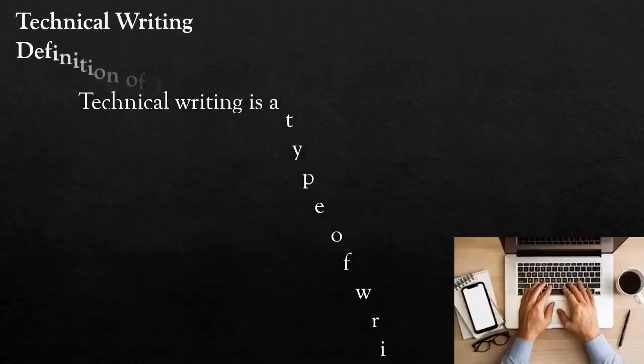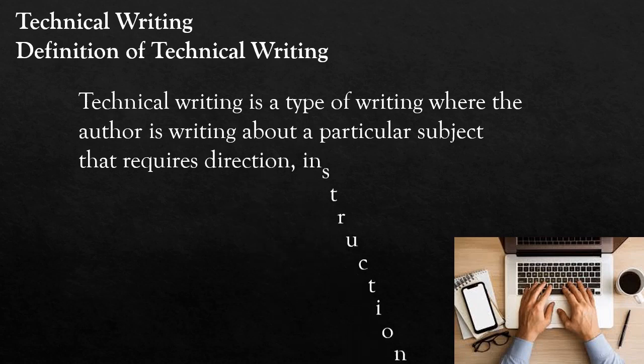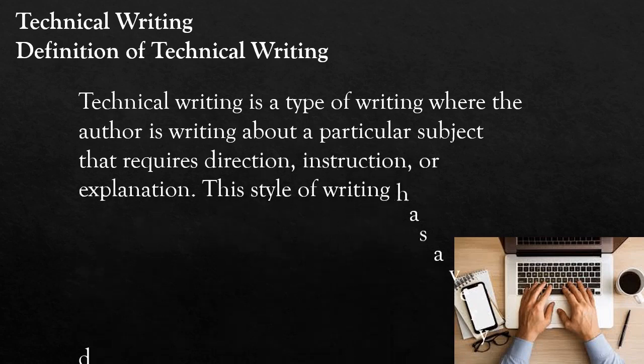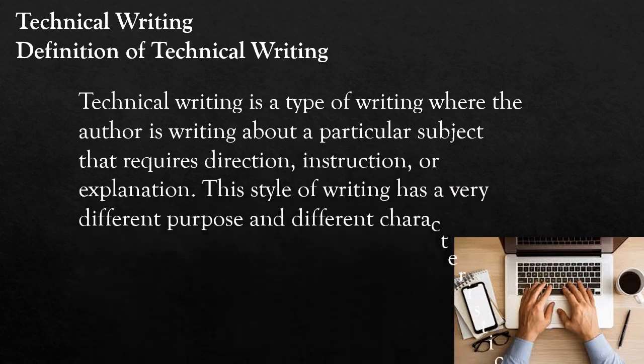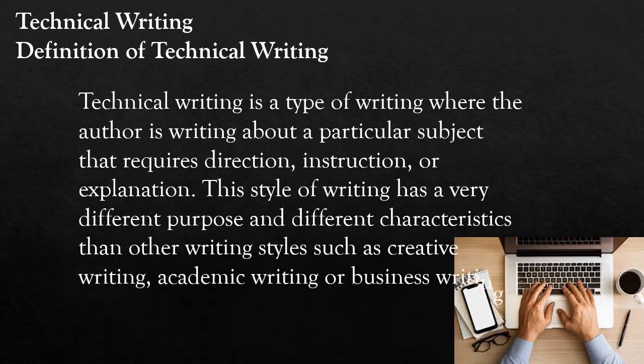Technical writing. Definition of technical writing: technical writing is a type of writing where the author is writing about a particular subject that requires direction, instruction, or explanation. This style of writing has a very different purpose and different characteristics than other writing styles such as creative writing, academic writing, or business writing.